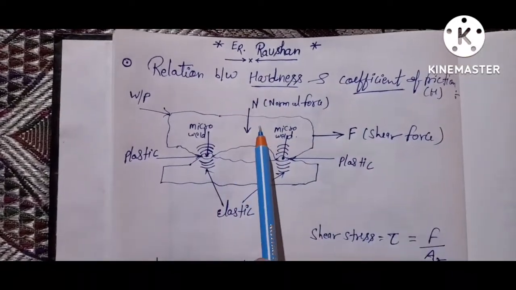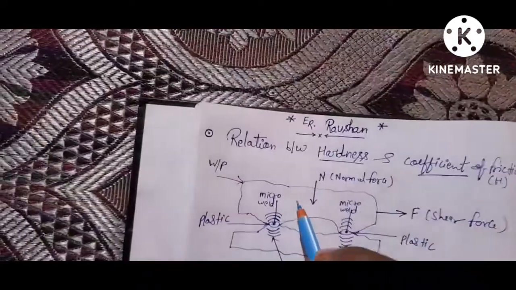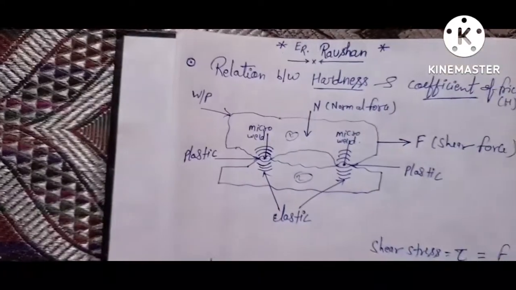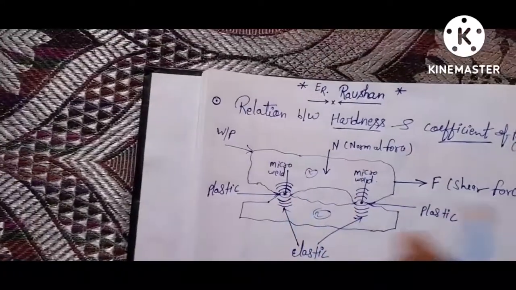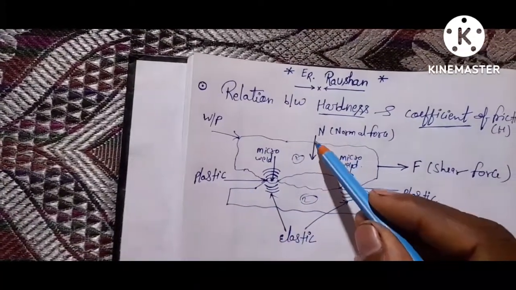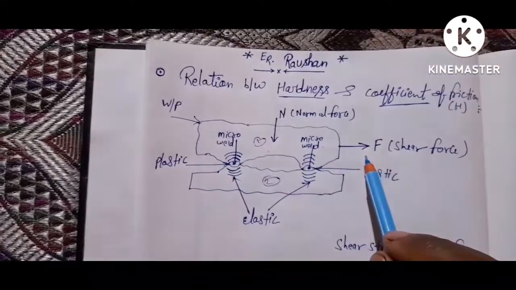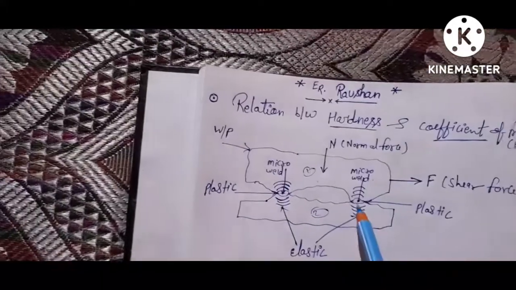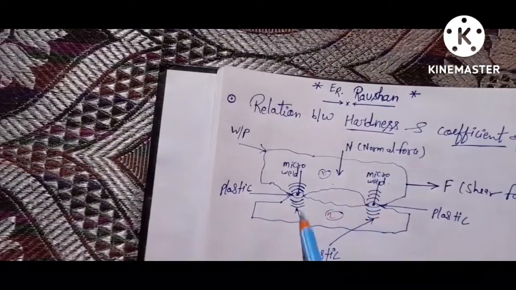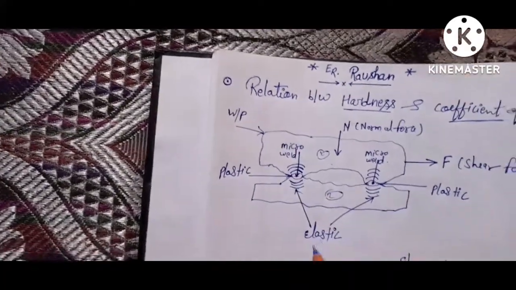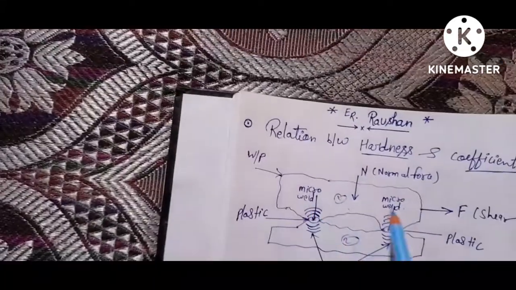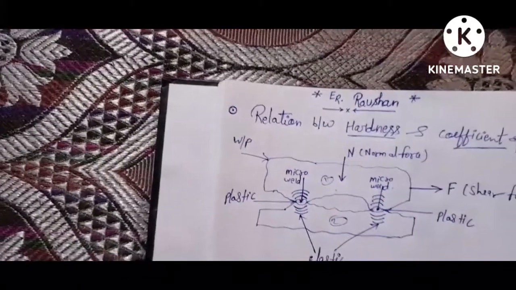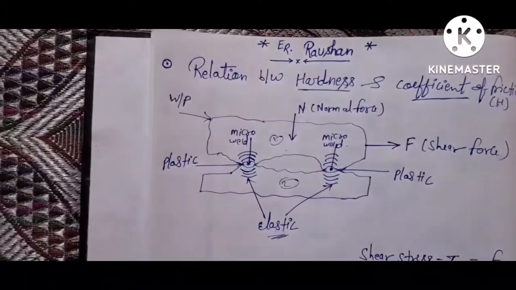So friends, this is a workpiece, first workpiece and second workpiece, and this is sheared out. Normal force N is applied and this is the shear force. After this conjunction, this portion is the elastic region and this is a plastic micro-weld.